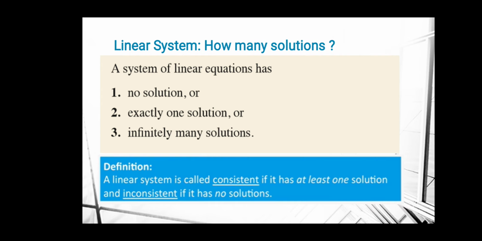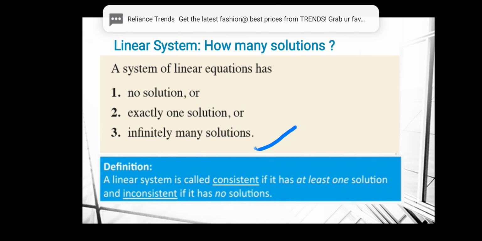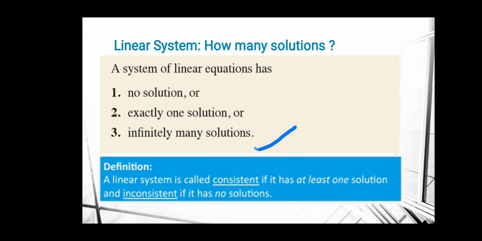Now, how many solutions can a linear system have? The solution can be no solution, exactly one solution, or infinitely many solutions, right? Now, a linear system is said to be consistent if it has at least one solution. If it has at least one solution, what does it mean? It means if the solution is exactly one or infinitely many, then this comes in the consistent case. And if there is no solution, this comes in the inconsistent one.